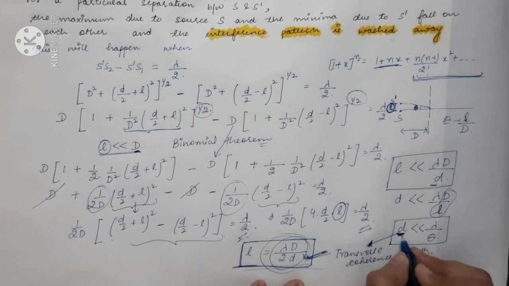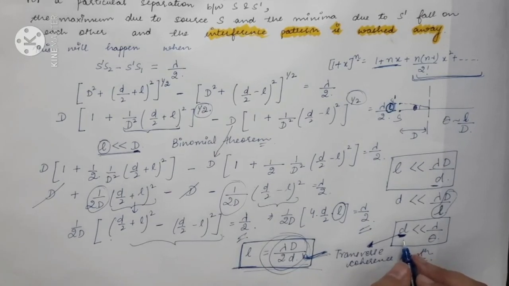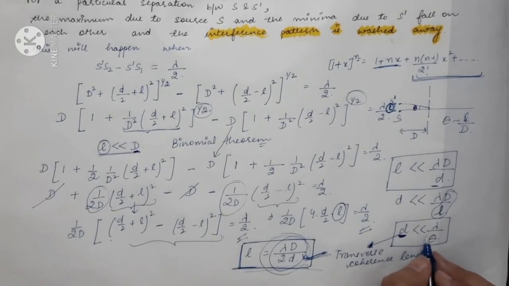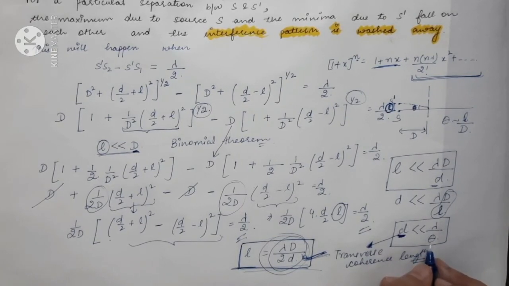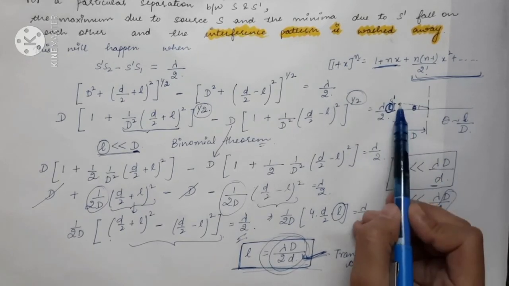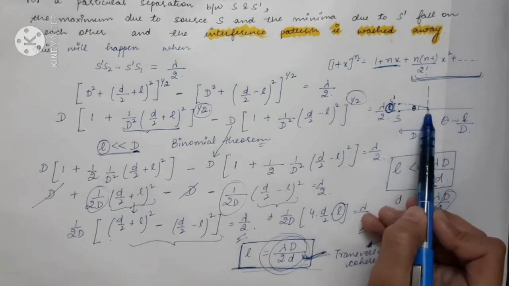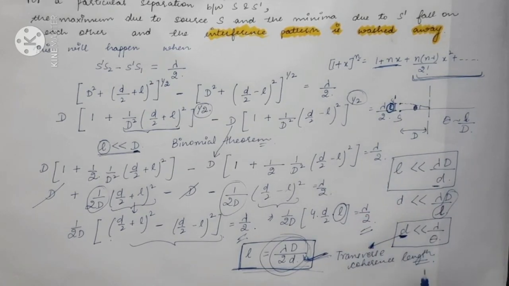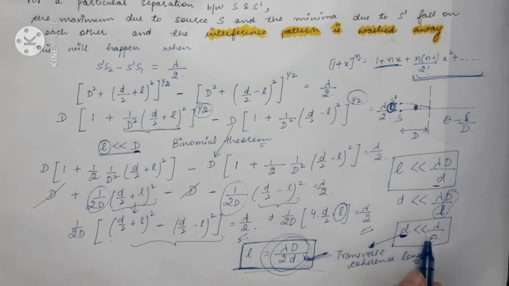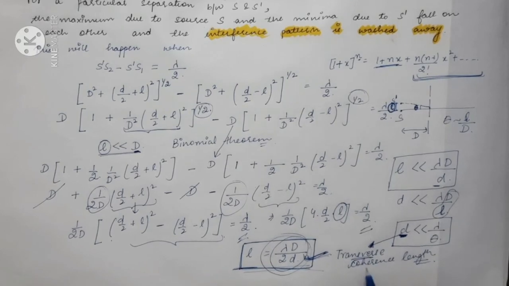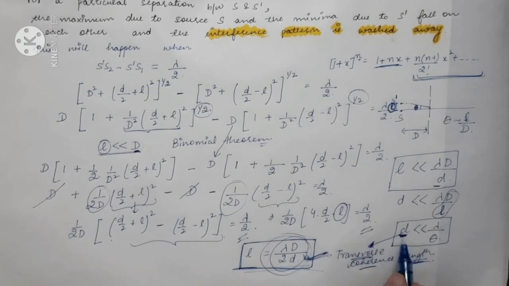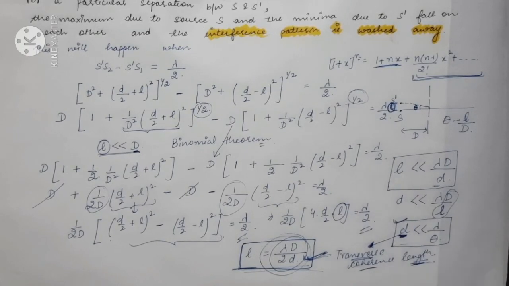So this d distance is the distance between the two slits. This d must be very less than lambda divided by theta, and theta is the angle subtended by the source at the slits. So this distance must be very less than lambda divided by theta, and this distance is called the transverse coherence length. If this condition is achieved, only then the interference pattern on the screen will be of good visibility.